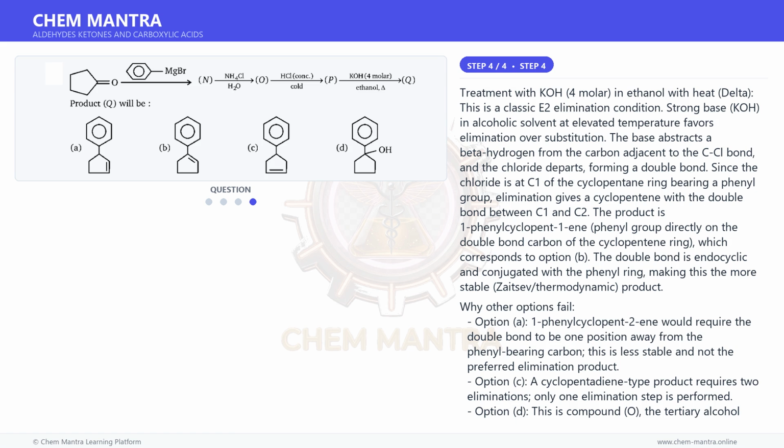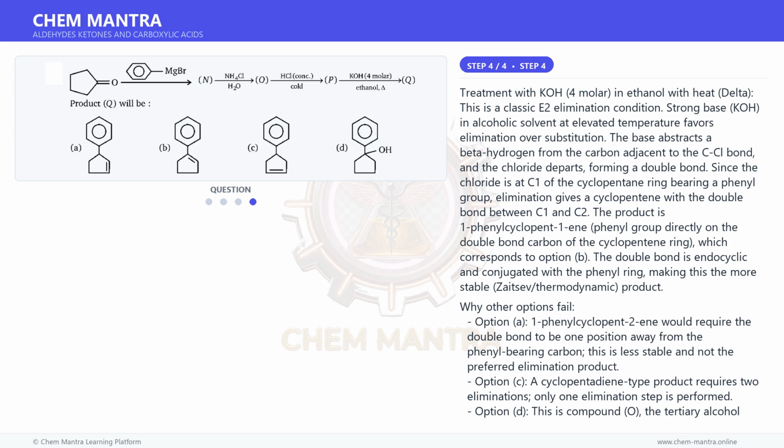The product is 1-phenylcyclopent-1-ene, with the phenyl group directly on the double bond carbon of the cyclopentene ring, which corresponds to option B. The double bond is endocyclic and conjugated with the phenyl ring, making this the more stable, Zaitsev, thermodynamic product. Why do the other options fail?